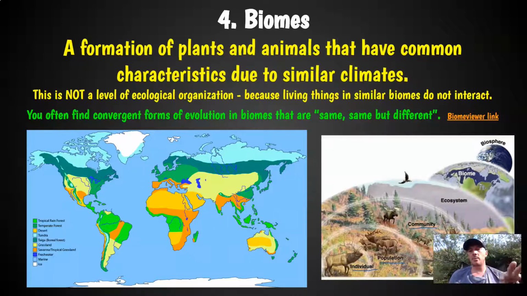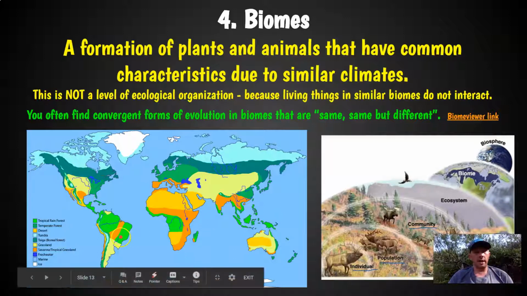I don't consider biomes a part of ecology because biomes are formations of plants and animals that have a common characteristic due to similar climates. Biomes are things like deserts. Okay, that's cool. There's the Sonora Desert, and then there's the Chihuahuan Desert. There is the Atacama Desert in South America. There's, of course, the Sahara Desert. Most of Australia is a desert. That's cool, but these aren't the same ecosystem.